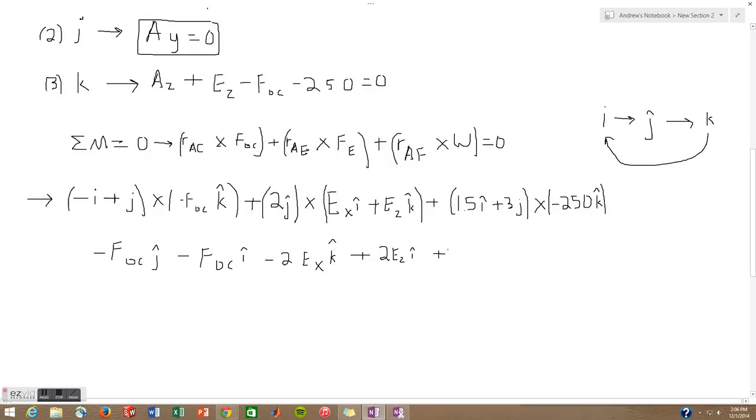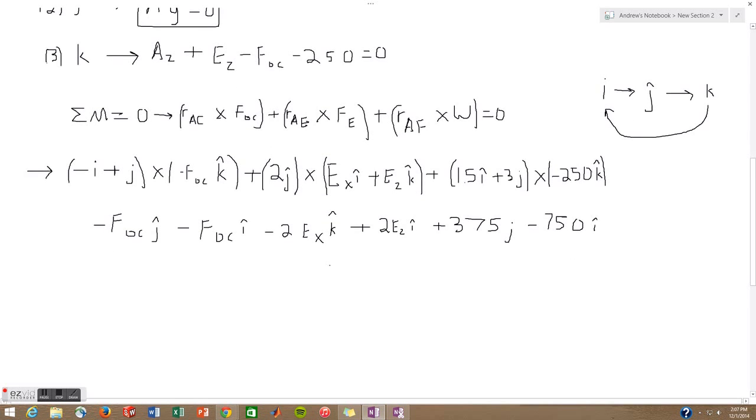So that means there's going to be a sign change. So 1.5 times 250 is negative 375, but since it's going against that direction, it's going to be positive. Last, J cross K is going with the right direction. There's no sign change, so 3 times 250 is 750, and this would be I.